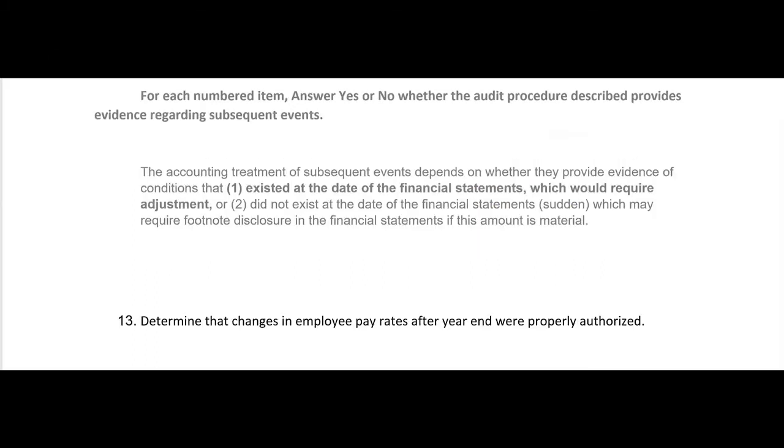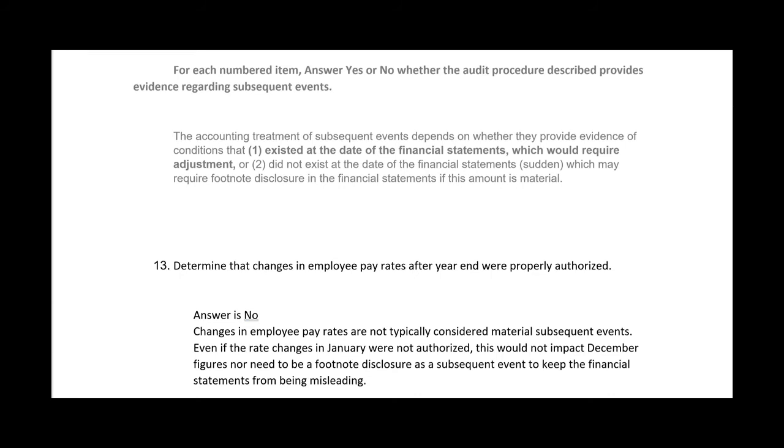Number 13, determine that changes in employee pay rates after year-end were properly authorized. Would that be an audit procedure providing evidence regarding subsequent events? No, it would not. Changes in employee pay rates are not typically considered material subsequent events. Even if the rate changes in January were not authorized, this would not impact December figures. It wouldn't be a type 1 event, nor would it need to be a footnote disclosure as a subsequent event to keep the financial statements from being misleading.